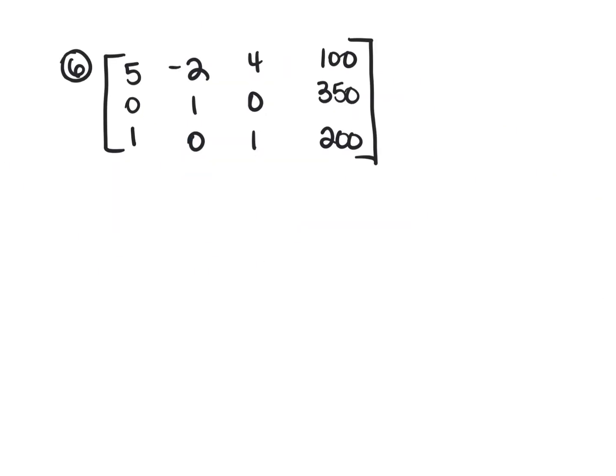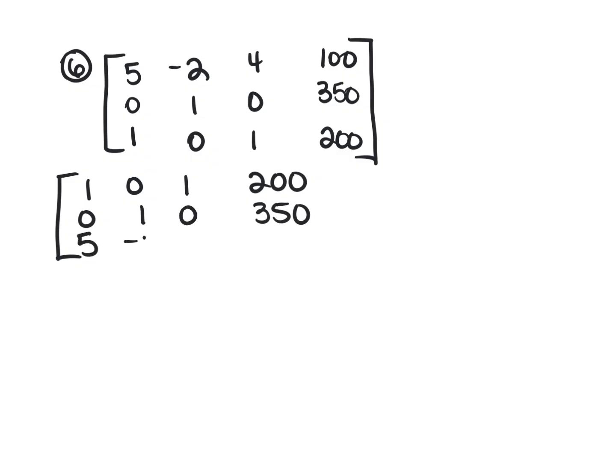So here's another one that's a 3x4. So the first thing we need is a 1 at the top, and to do that, I'm just going to interchange and put the third row on top and keep the second row just like it is, and then the top row goes to the bottom. So now I have my 1 that is here.